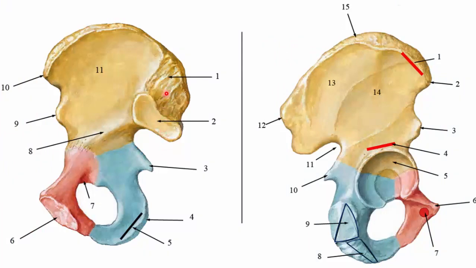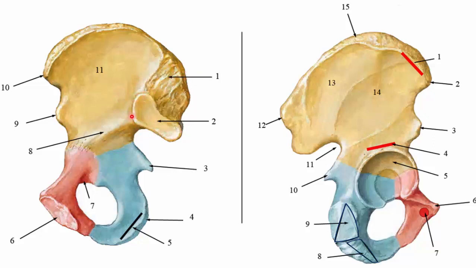Lastly, I'm going to discuss the bones of the lower limb. At first, you must imagine this diagram. Where is anterior and posterior in this diagram? This is anterior because this is pubis, ischium, and ilium. And this area articulates with the sacrum.